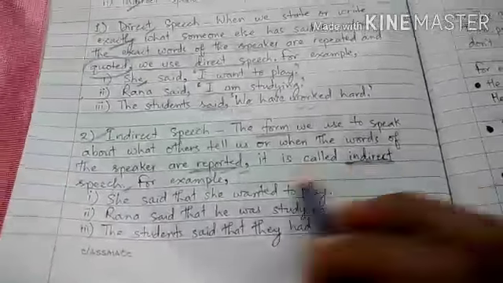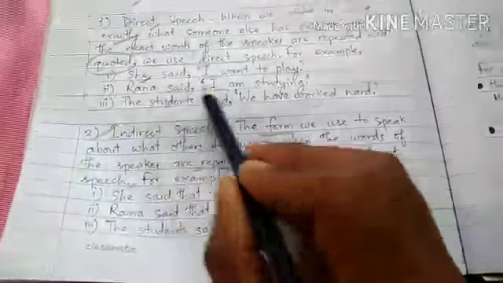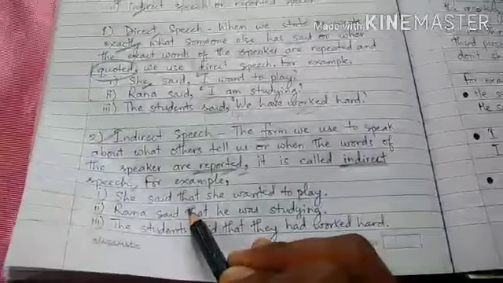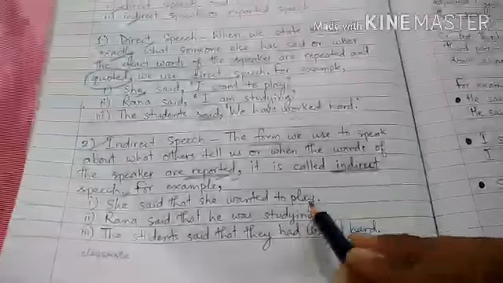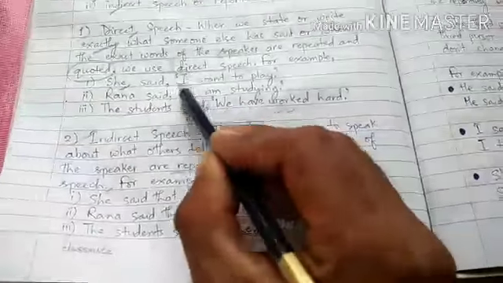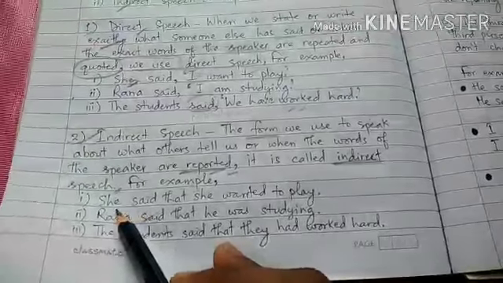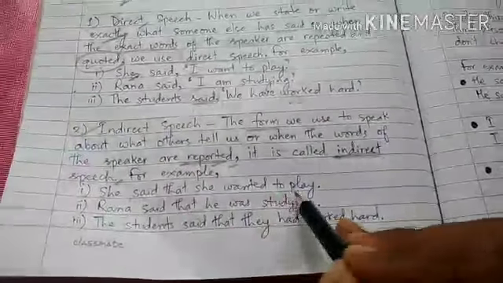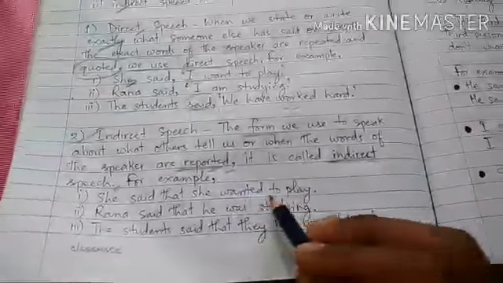So for example, I have tried to change the same sentences in direct speech that I have written here into indirect speech. So she said that she wanted to play. In direct speech, she said, I want to play. So here I refers to she. Here the speech has been reported, so this speech is in indirect speech. She said that she wanted to play.